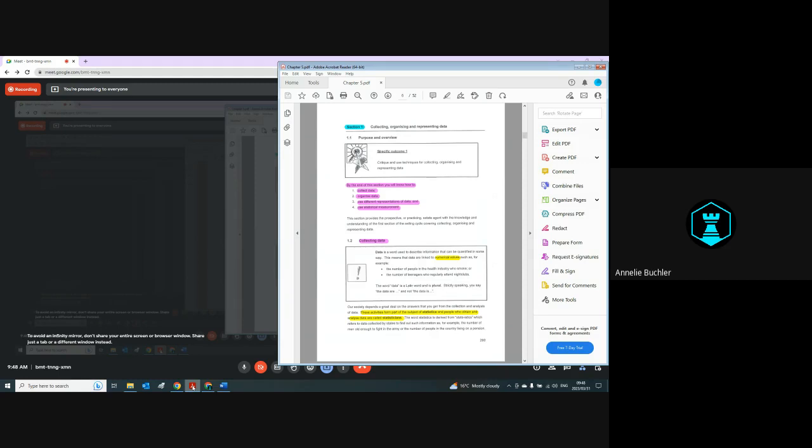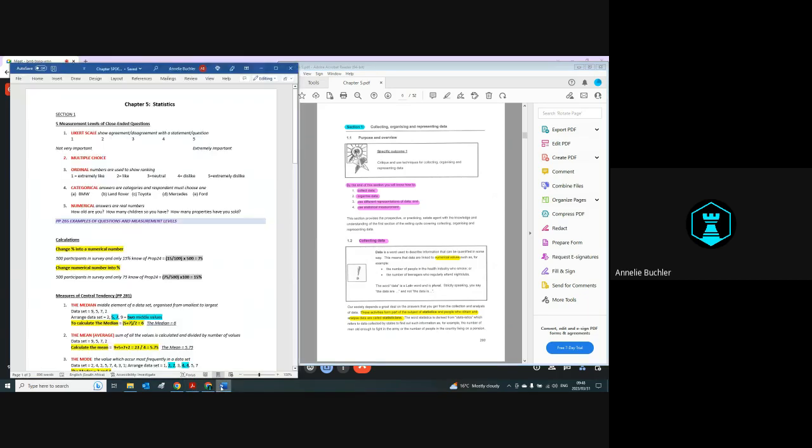Okay, now I'm going to open. You should see two screens. I've got my notes on the left-hand side, which I will email to you or provide you with on the WhatsApp group. And then I have Chapter 5 in PDF format. Okay, let's go through this.